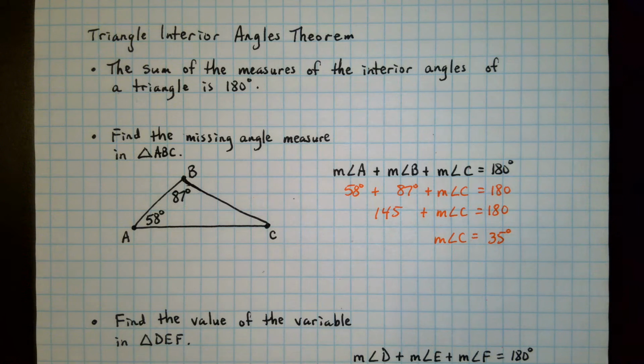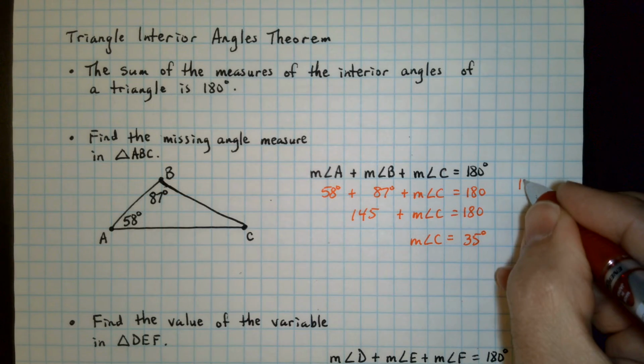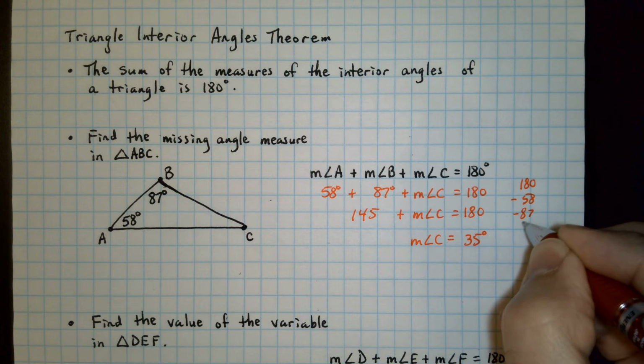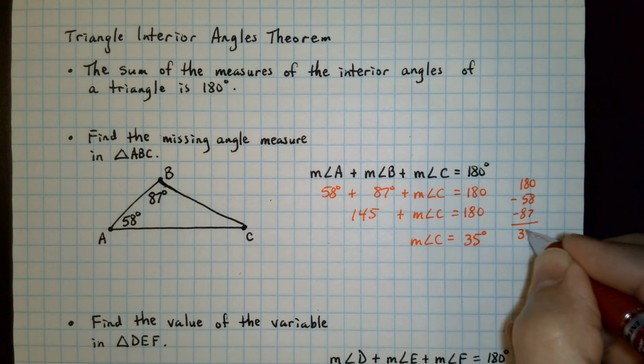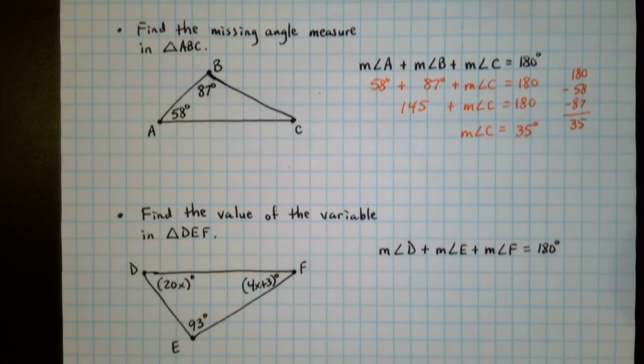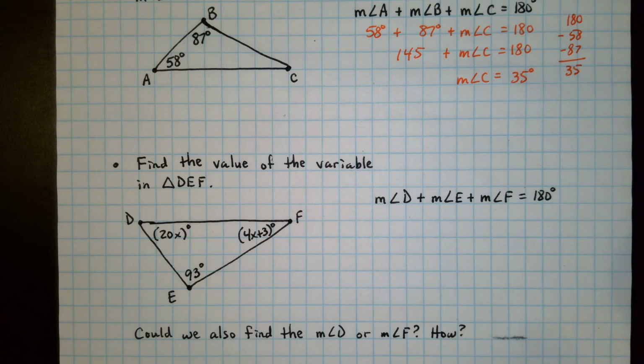Now, when only dealing with numbers, what a lot of people will do is they'll take that total 180 and actually just subtract from it individually. They won't write it out as an equation. This still works, but this kind of way of doing it will not work when you have expressions, like in our second example. In our second example, we're going to have to go the equation route.